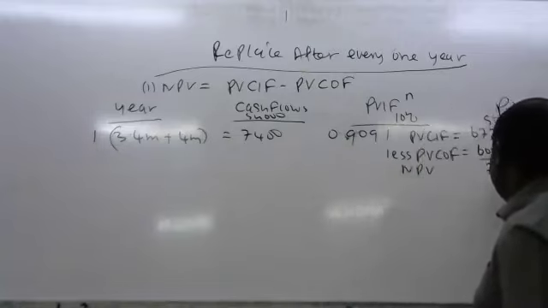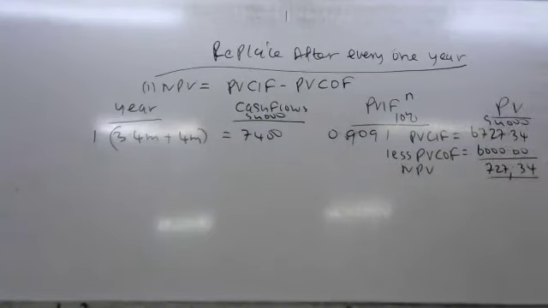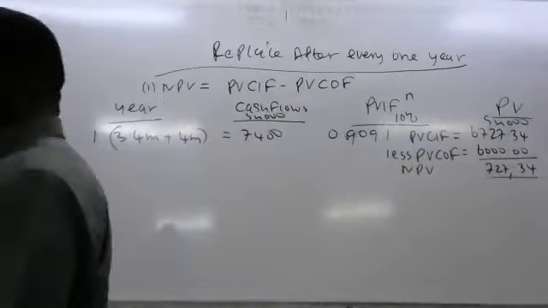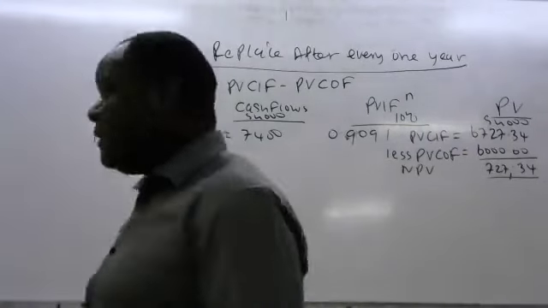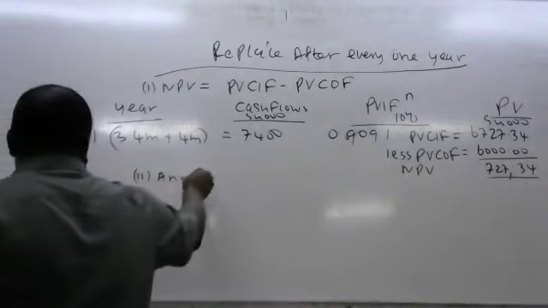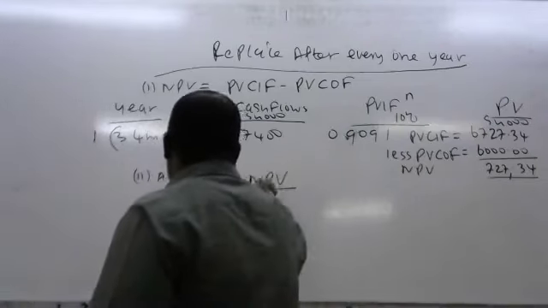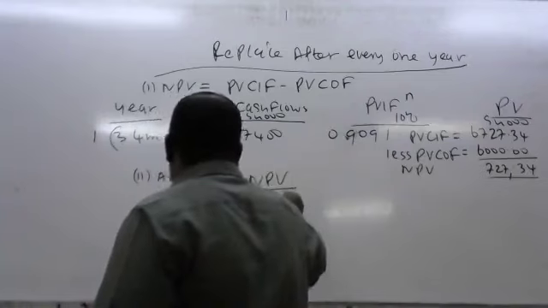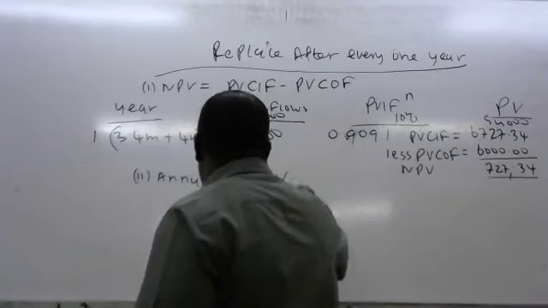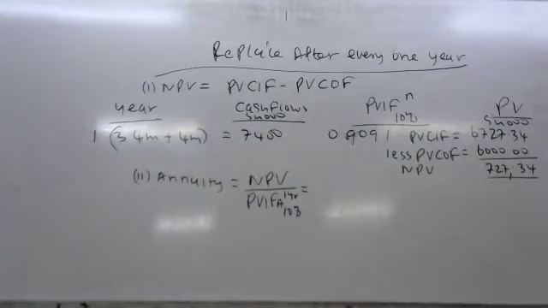So that we get the NPV. NPV will be 727.34. So that is the first step. Remember, there are 2 steps. After NPV, you compute the annuity of the NPV. The second step, we get the annuity of the NPV. So annuity will be given by NPV divided by present value interest factor for the annuity, 10% for 1 year, because we are replacing it after every 1 year.